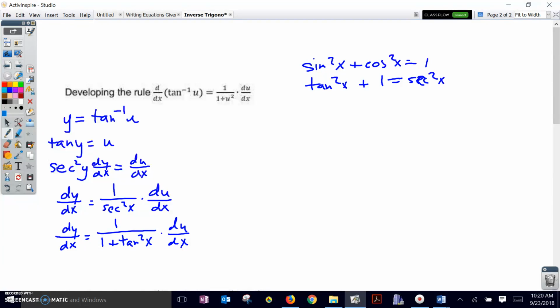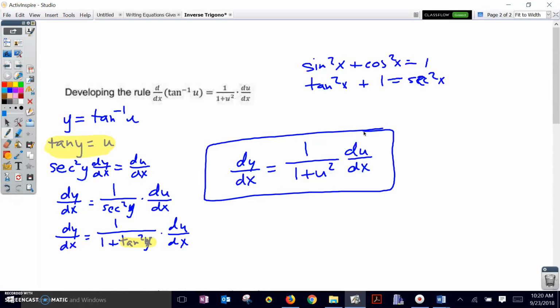Tangent squared of y. And now we know that tangent of y is equal to u. And so we'll replace that tangent of y with a u. And we get that dy dx is equal to 1 over 1 plus u squared times du dx. And there's where that rule comes from.